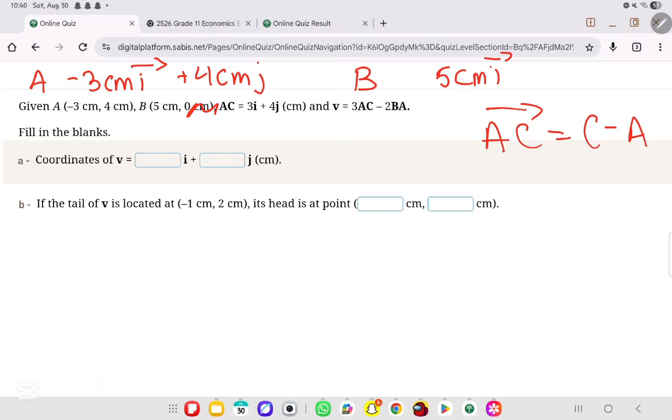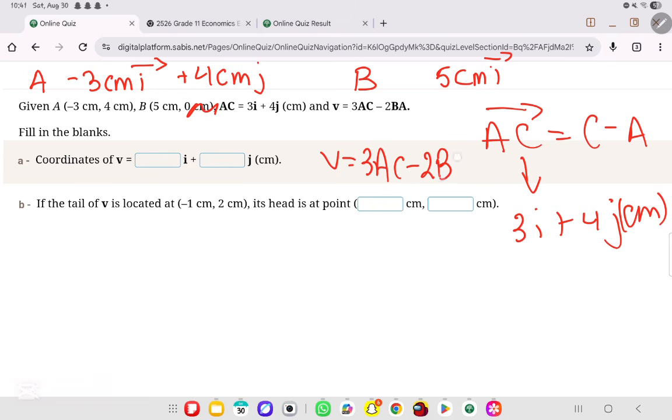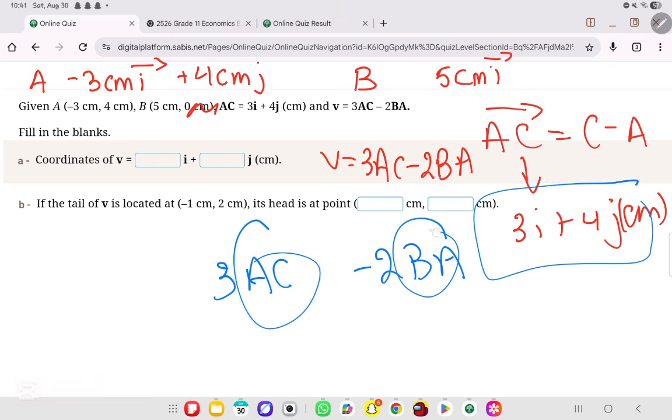Okay? And what is AC? AC is 3i plus 4j, and don't forget the centimeter, of course. They want us to find V, which is 3AC minus 2BA. Stop. What do they need? 3AC minus 2BA. We know what AC is, so all we need to do is find BA. How do we find BA?